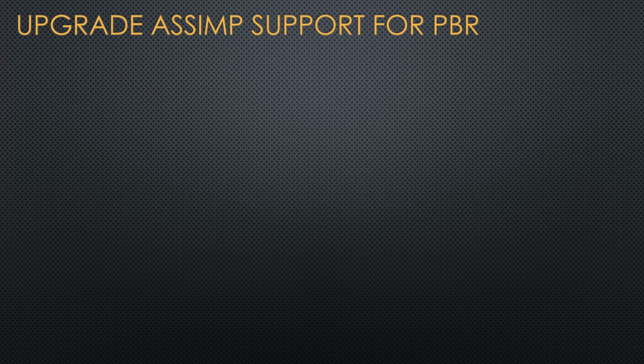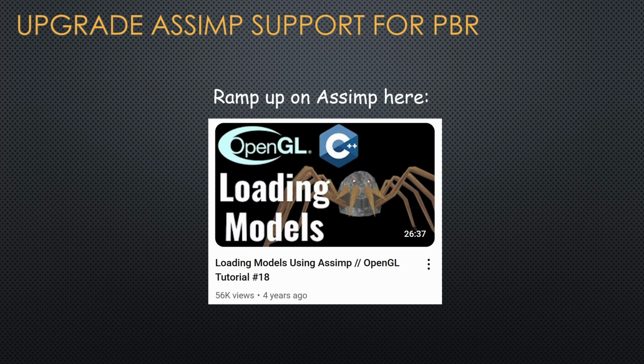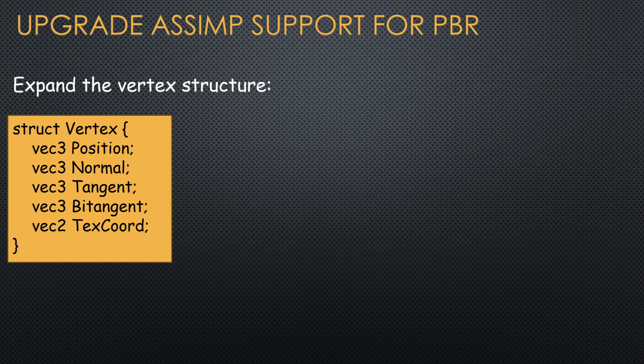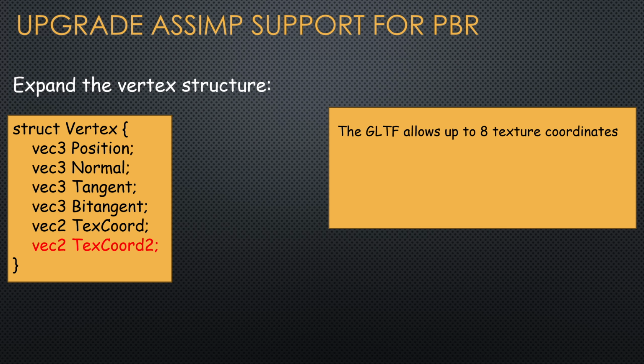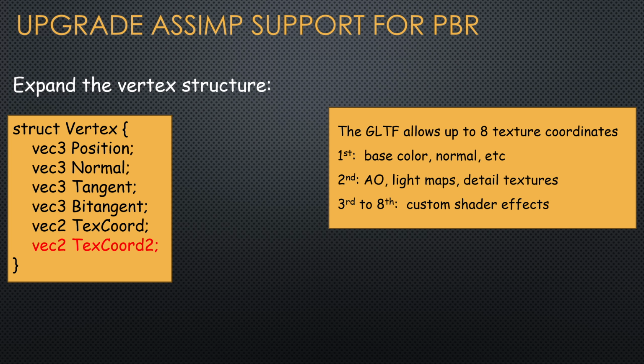We start by upgrading our support for the Assimp library. Check my previous tutorials on that, because here we will only focus on the changes for PBR. First of all, we expand the vertex structure with a second texture coordinate. According to glTF, a vertex can define up to 8 sets of texture coordinates. The first one is usually used for the base color, normal, and so on. The second texture coordinate is for stuff like ambient occlusion, light maps, or detailed textures. The last 6 coordinates are for custom shader effects. So for now, 2 sets will do.